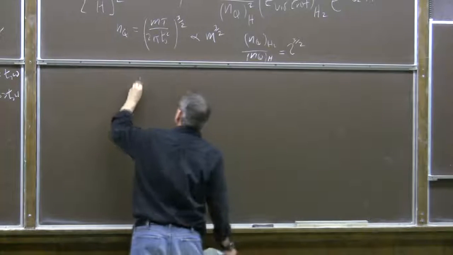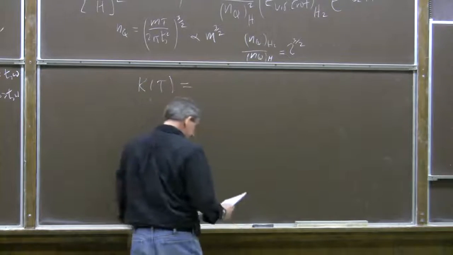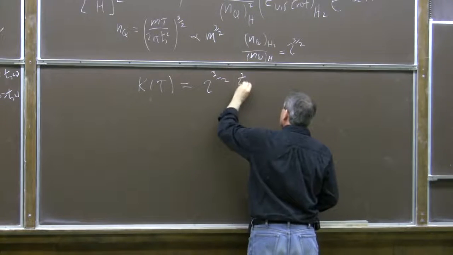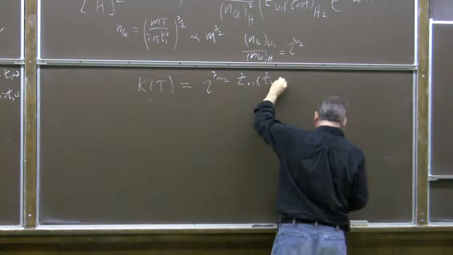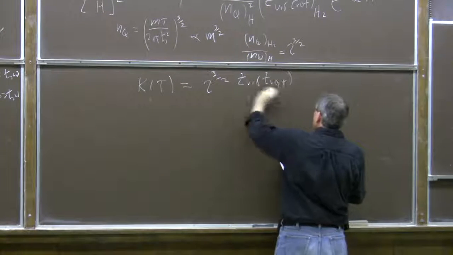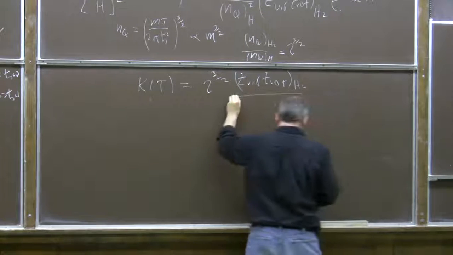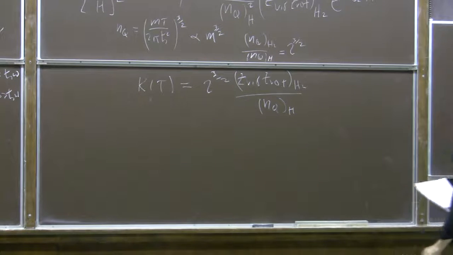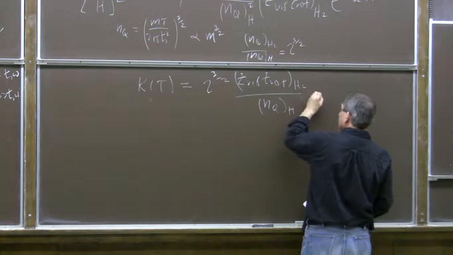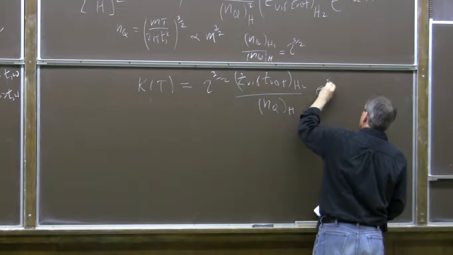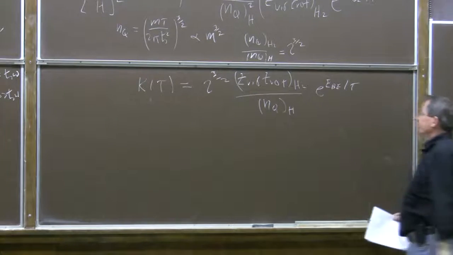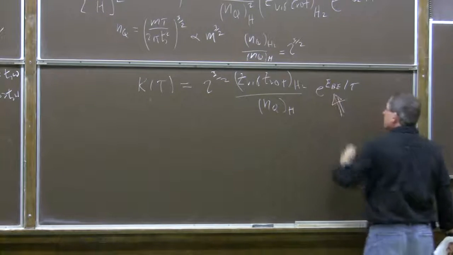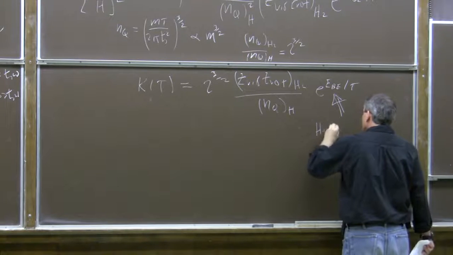So I can write our expression for K as that factor of 2 to the 3/2, vibrational partition function, rotational partition function for molecular hydrogen, divided by quantum concentration for atomic hydrogen times that binding energy factor. So like I said, this factor will mean molecular hydrogen favored at low temperature.